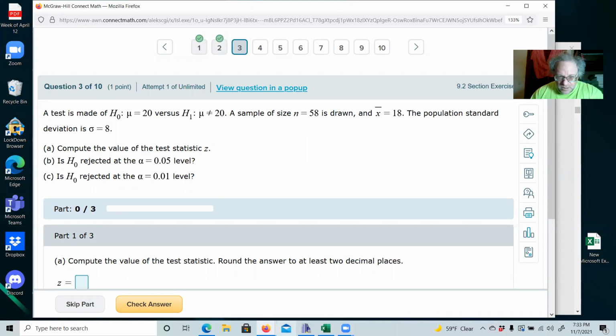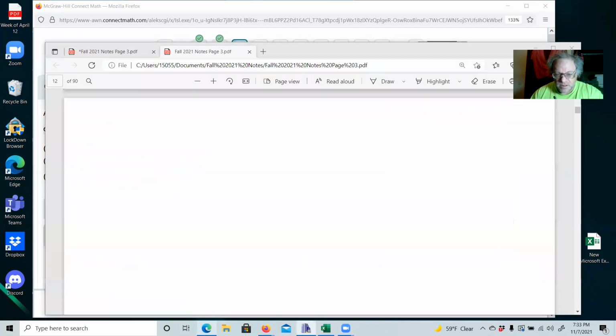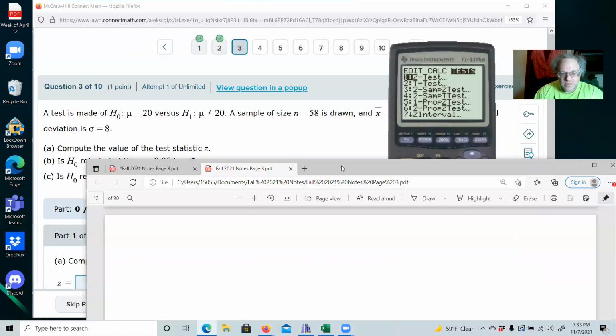In order to do this, we're going to go to STAT, then TESTS, and hit Z-Test. Just like a Z-Interval was an interval with a known sigma, this is the test with a known sigma. Let me just show you the whole thing to set it up.